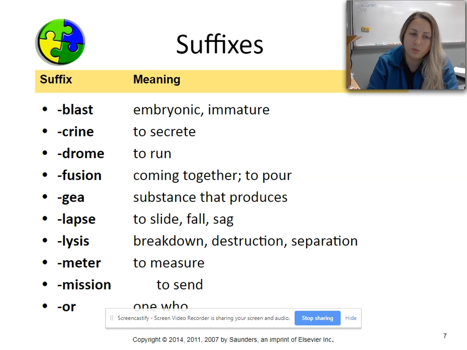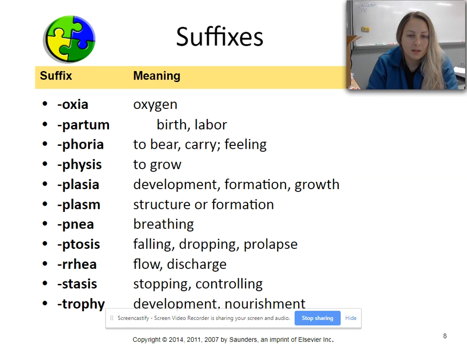Or is one who, like an orator is one who speaks. Oxia stands for oxygen, like hypoxia. Partum, birth, labor. So if people have postpartum depression, that means after birth depression. Phoria, to bear, carry, or feeling, like euphoria, where you feel elated. Physis is to grow. Plasia is formation or growth, like hyperplasia is an excessive growth.